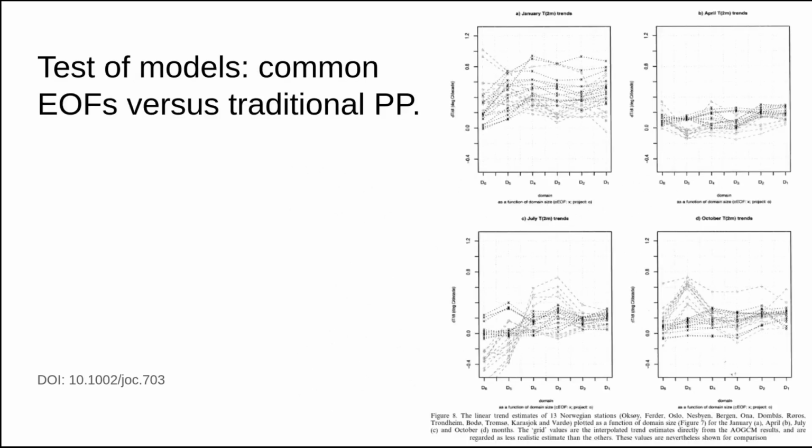So when we compare the common EOFs approach versus a traditional perfect prog approach where we project the patterns on top of each other, we see that if we choose predictors with different domain size, like different areas of predictors, the darker symbols here are the common EOFs, and the gray ones are the more traditional perfect prog method. We see that the common EOF approach seems to give more robust results because we get more the same results regardless of the size of the domain.